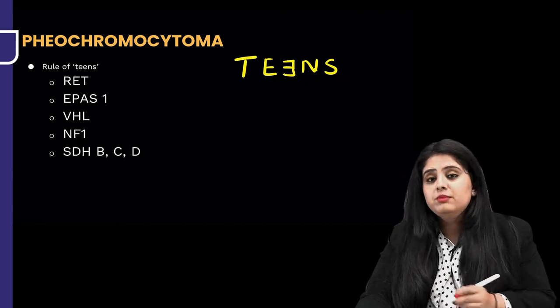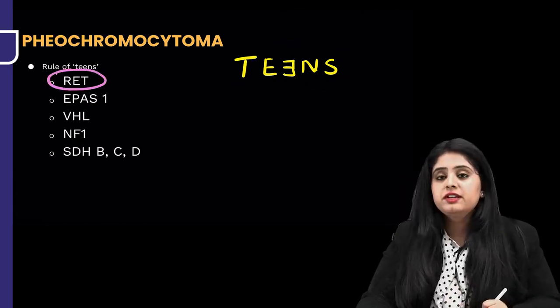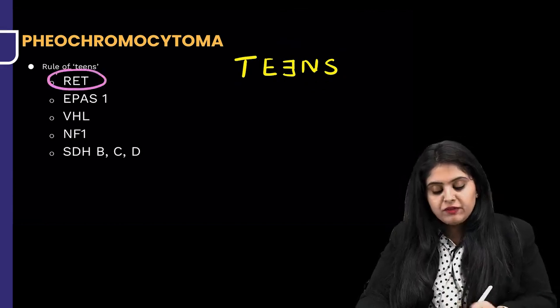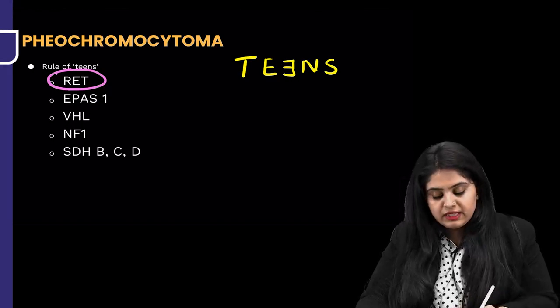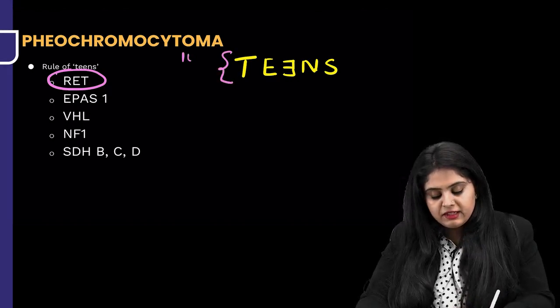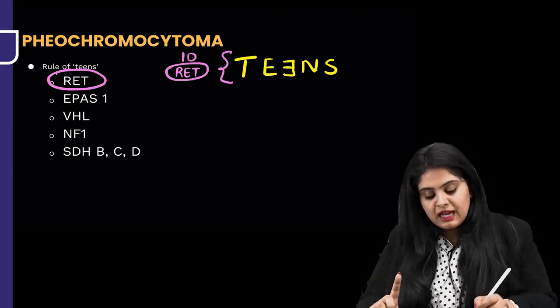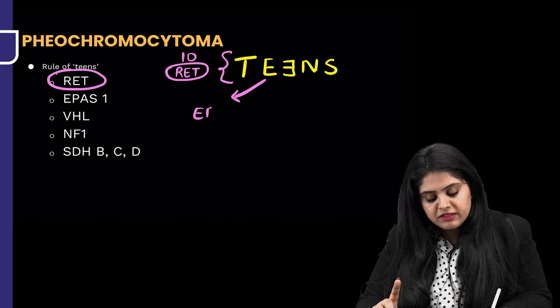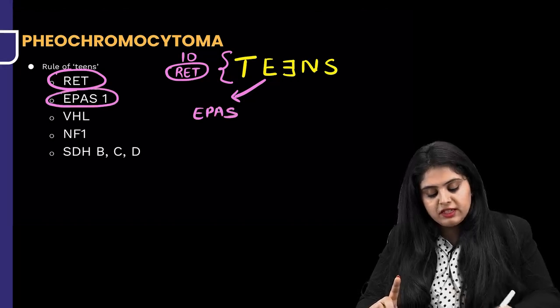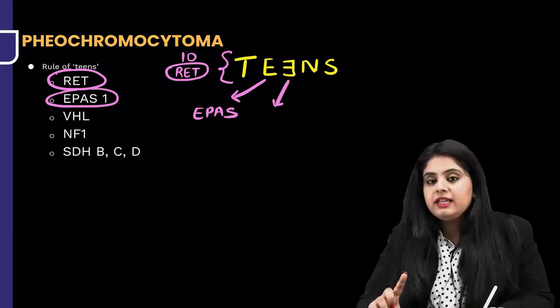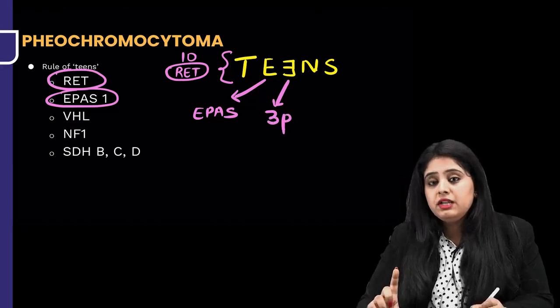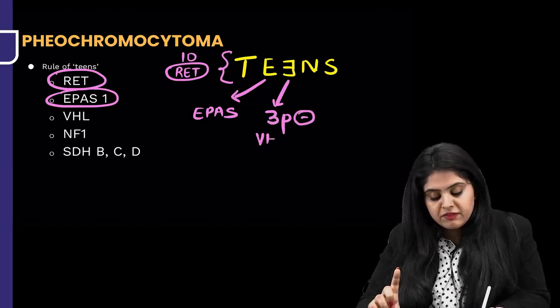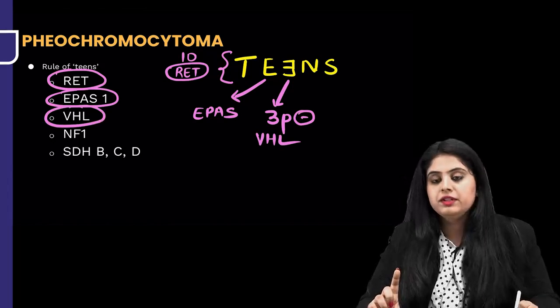Which gene is present on chromosome 10? We had just studied RET is present on 10. So, when I write 10, one gene that is coming to my mind is going to be the RET gene. So, RET gene is going to run in the families. After that, if I see that there is some E written over here, this means there is an EPAS gene that is running in the family. Then, the second E I have written like a 3 because 3p deletion tells me I am dealing with VHL syndrome. So, that is written over here.